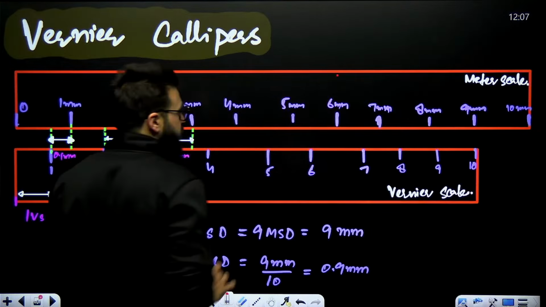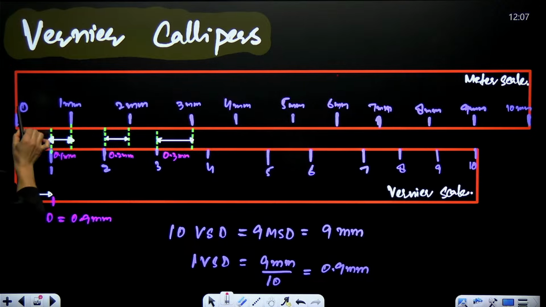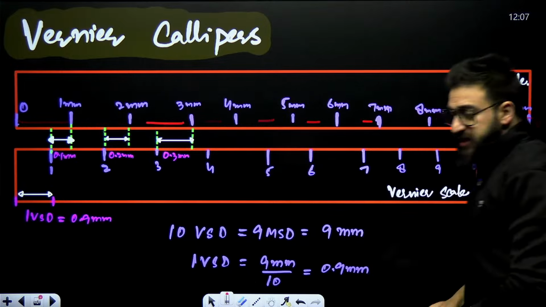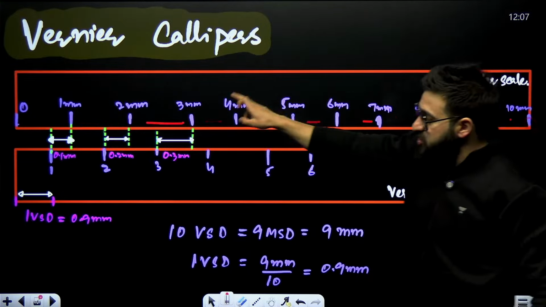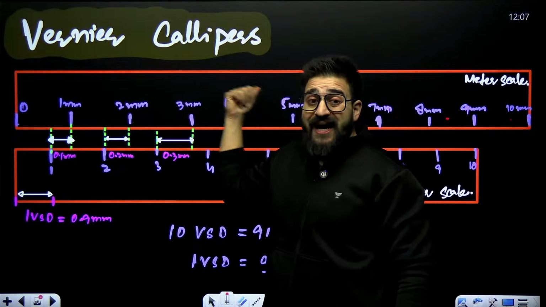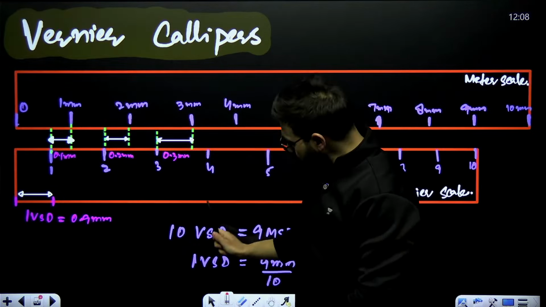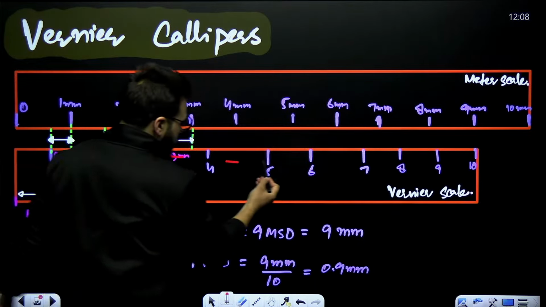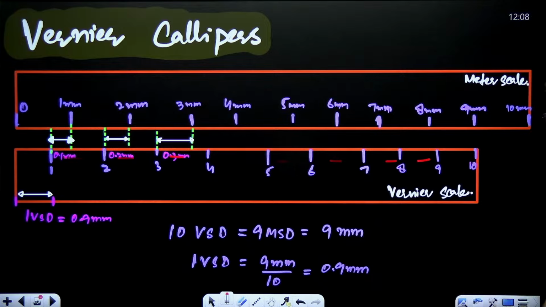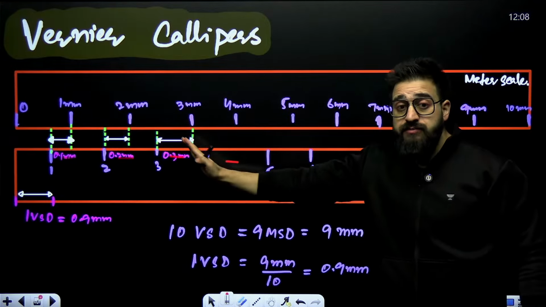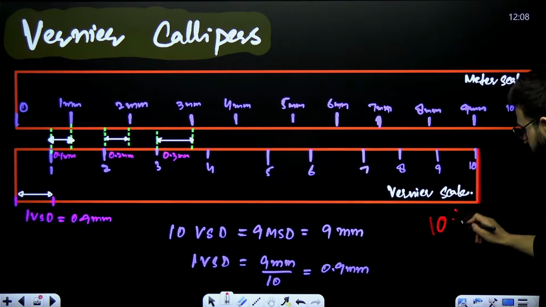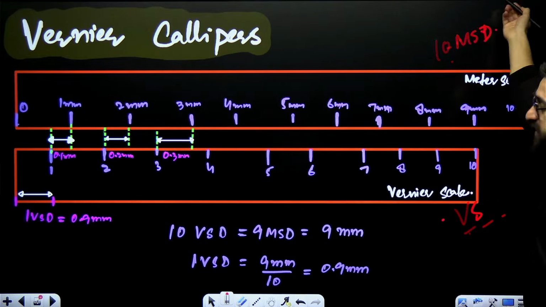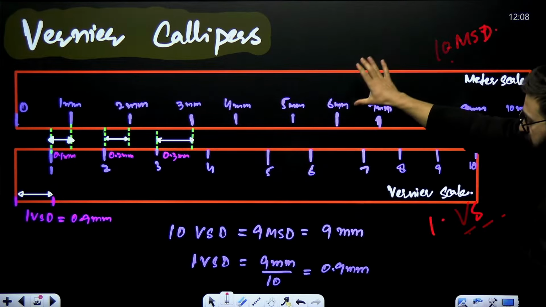Okay. Now, when it comes to the main scale, guys, we have made the main scale over here. This is 1 mm, 2 mm, 3 mm, 4, 5, 6, 7, 8, 9, 10. So these are the 10 main scale divisions, or 10 mm or 1 centimeter. Then you have got the vernier scale. In case of vernier scale, you make 1, 2, 3, 4, 5, 6, 7, 8, 9, 10. These are the 10 divisions of the vernier scale. So these are what we call 10 VSD, vernier scale divisions, and these are 10 MSD, 10 main scale divisions.